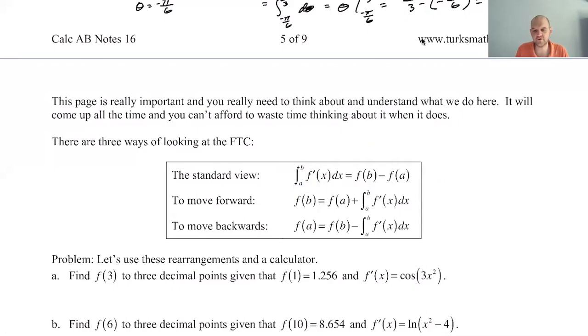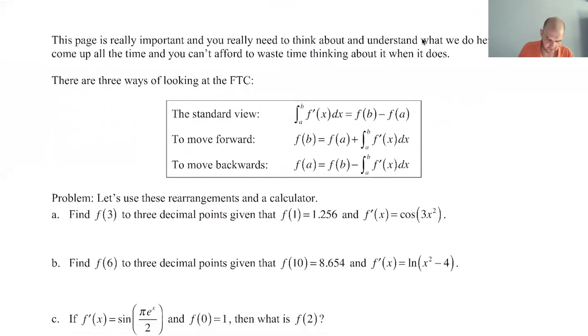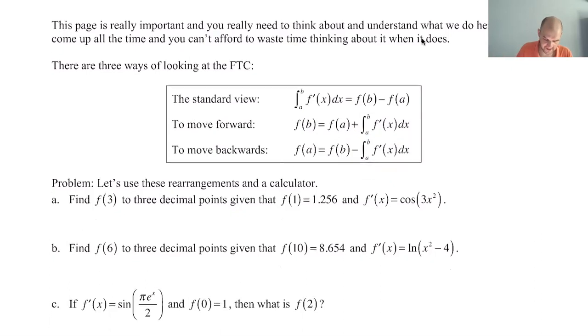It's like if you know where you are, you can figure out where you will be. If you know where you are, you can figure out where you were. That's basically what we're doing. So if you want to move forward, then F of b, the place you end up, is where you started plus your displacement. If you want to know where you started, you take where you ended up and subtract all of the displacement that you got. So you can move forward, you can move backwards. Basically, you end up doing this all the time.